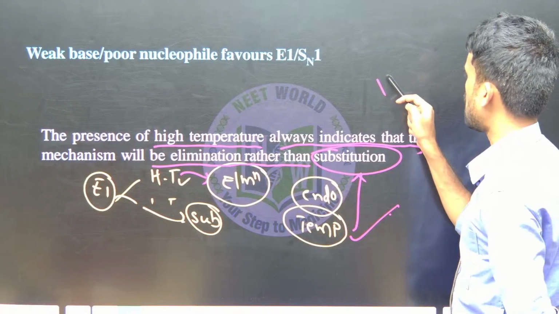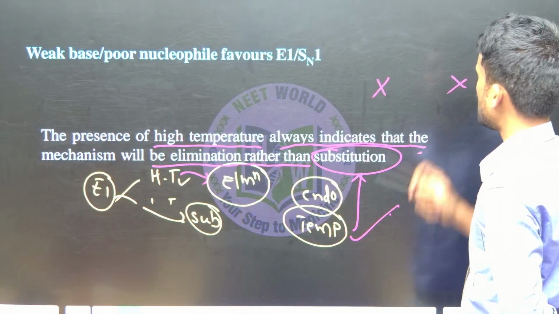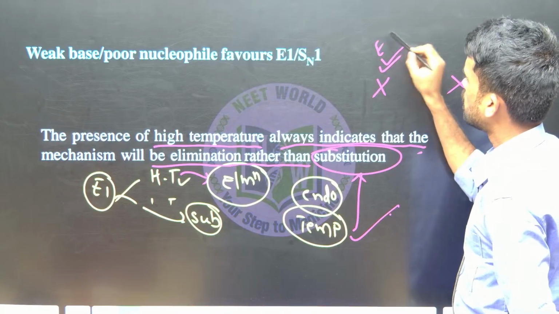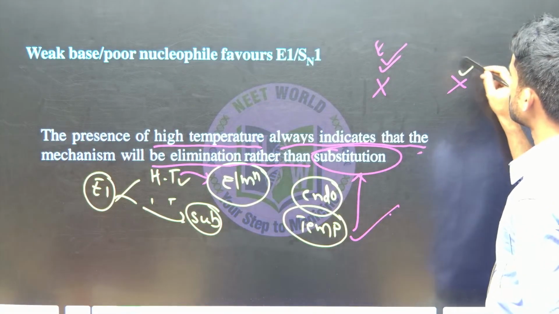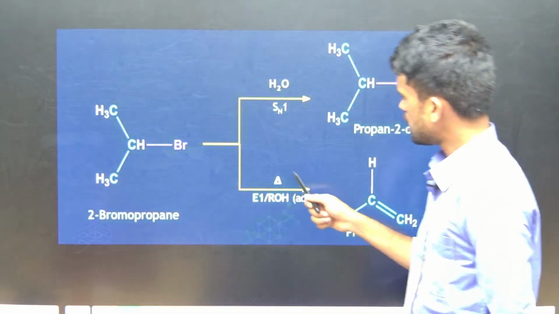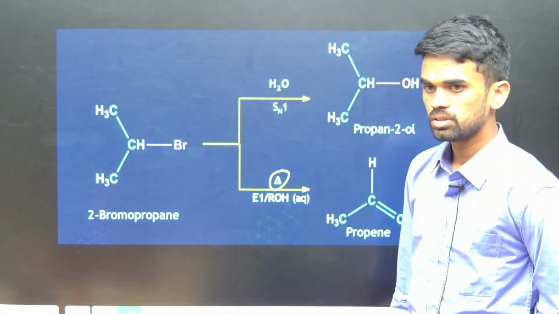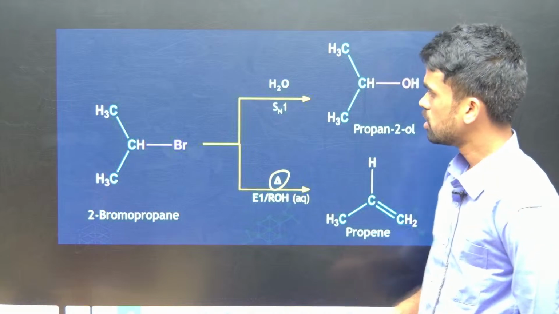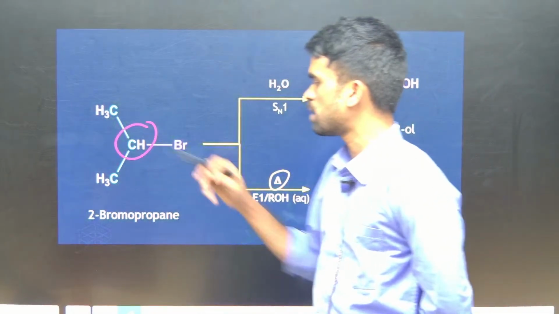So if you are confused between substitution and elimination: if you are taking high temperature, which one is favored? Elimination. Normal temperature, substitution. Look at this, here it is mentioned delta (heat), so it means high temperature, and high temperature means elimination. Now here a secondary alkyl bromide is taken.